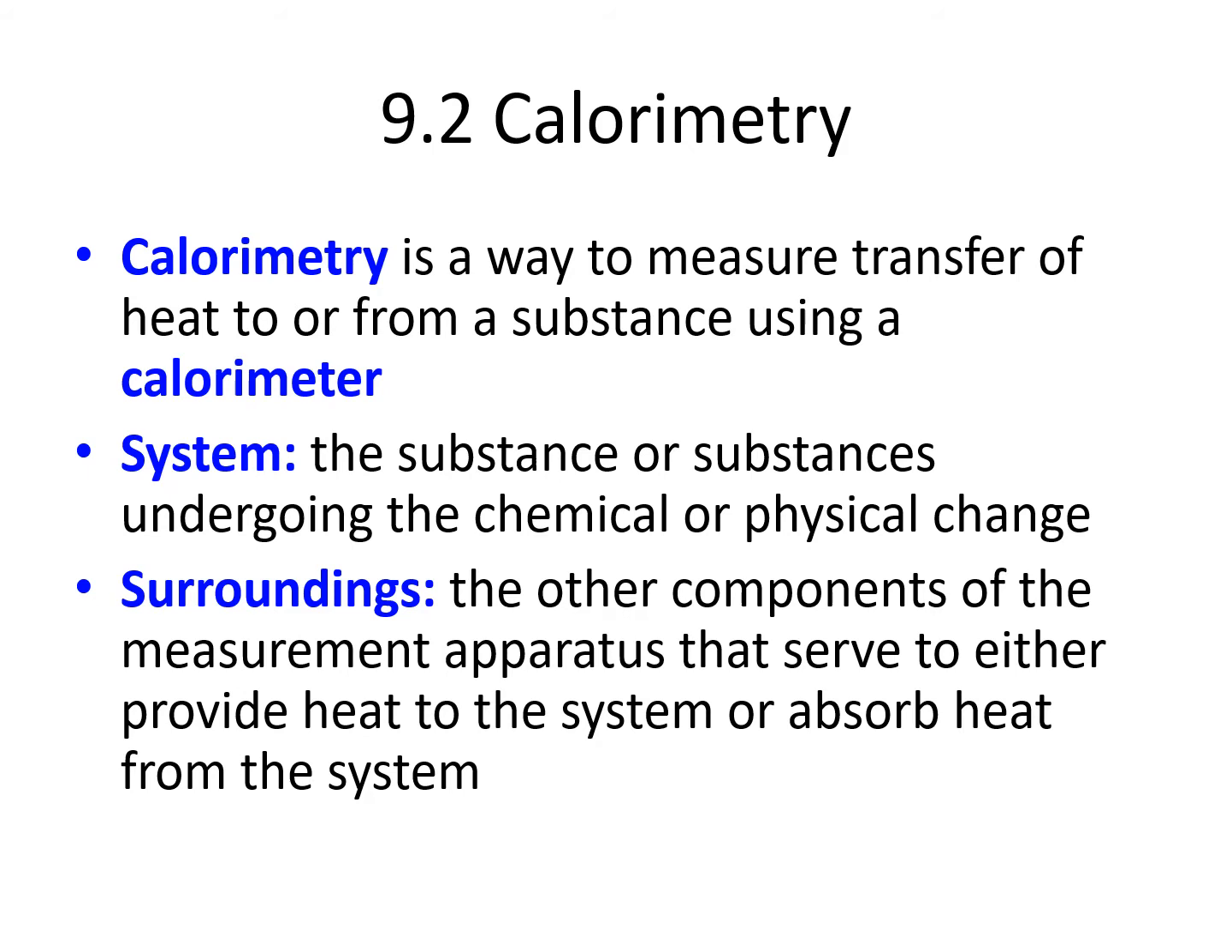As we do calorimetry problems, it's going to be important to define two separate things, the system and the surroundings. The system is the substance that you're interested in that's undergoing the chemical or physical change. The surroundings are going to be everything else. They're going to be the other components of the measurement apparatus, the things on the outside, and they're going to give heat to the system or absorb heat from the system. But the system is going to be what we're going to be defining everything by, the thing that we're interested in. And the surroundings will be everything else.